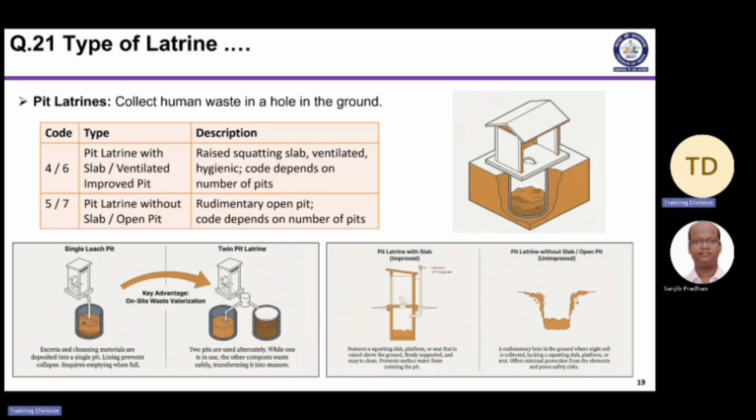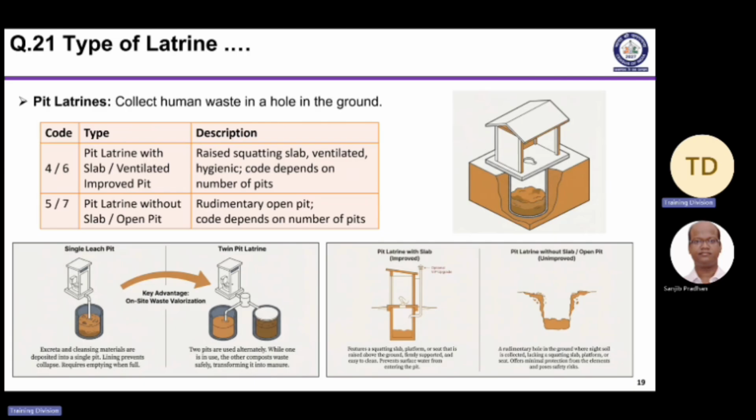Then comes the pit latrine. For pit latrines, we have a single pit and twin pit. The twin pit is a better design: if one pit is full, then the waste will go to another pit. By that time the first pit will turn into dust or manure or something like that. That is the difference between the single pit and the twin pit. And here also we have with slab and ventilated. What does ventilated mean? That is the air pipe. So that is ventilated, not ventilation for the person who is sitting inside.